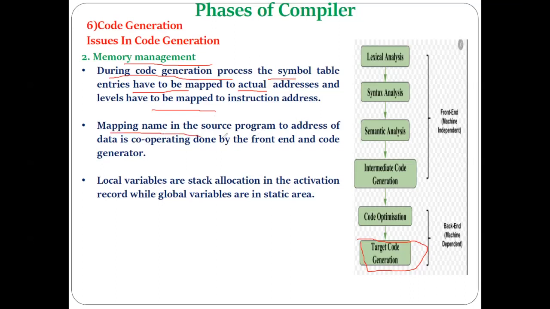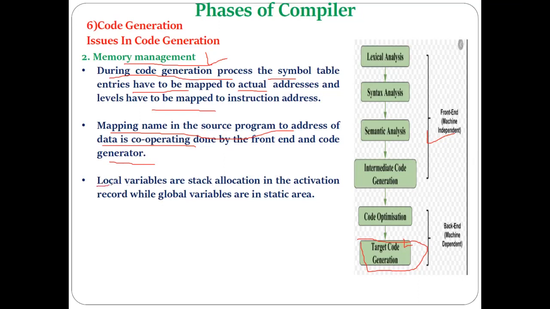Okay. So mapping the names in the source program to the addresses of data is cooperatively done by the front end and the code generator. Here the code generation phase has to take the help of the front end of the compiler to do the memory management, because the information regarding the memory requirement for different symbols and different functions is available to the front end of the compiler. That is the reason there should be cooperative work done by the code generation phase and the front end of the compiler. And accordingly, for the different variables and symbols present in the program, the memory gets allocated.